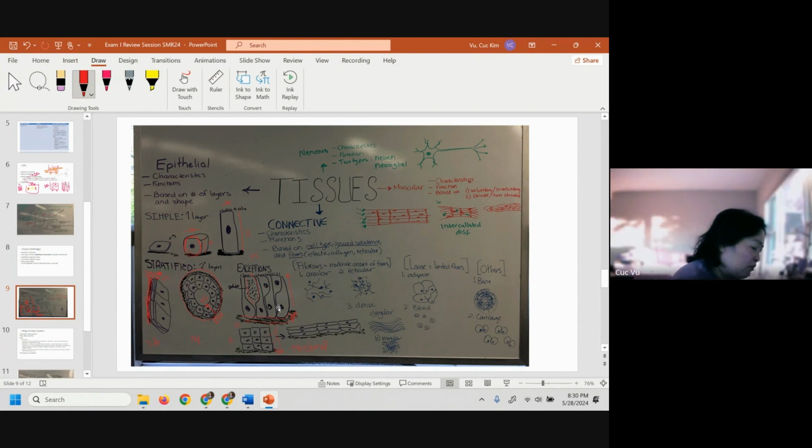All right. So now moving on to connective tissue. What are some characteristics of connective tissue?